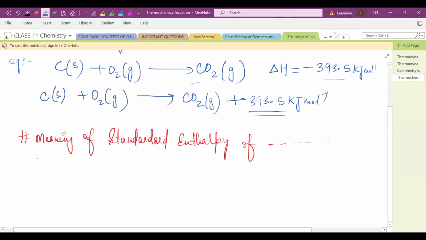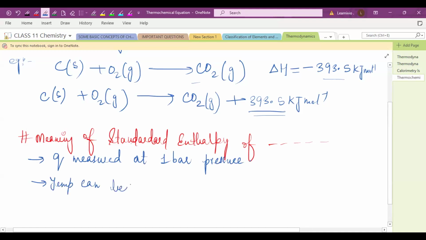It means that the heat will be measured at 1 bar pressure. When standard comes in, the heat will be measured at 1 bar pressure. Pressure should be 1 bar, and the temperature can be anything, but the substance should be in its standard state.